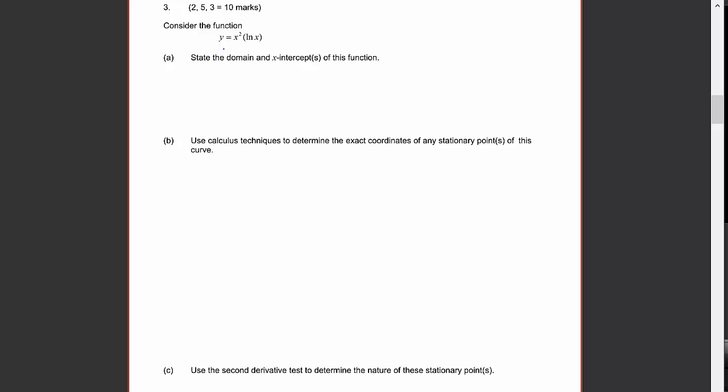Consider the function y equals x squared ln x. We want the domain and x-intercepts. Well, as far as the domain is concerned, the ln will have the big effect on that. So we must have only positive values of x.